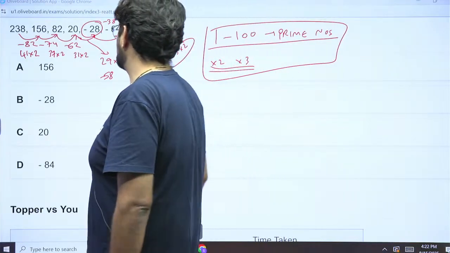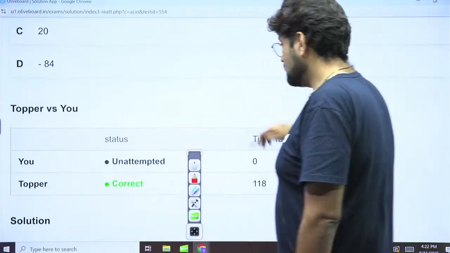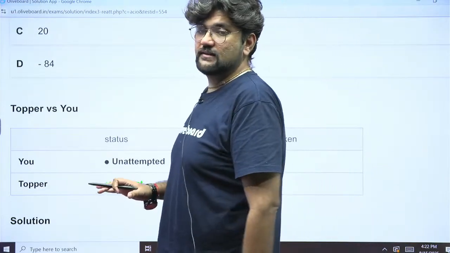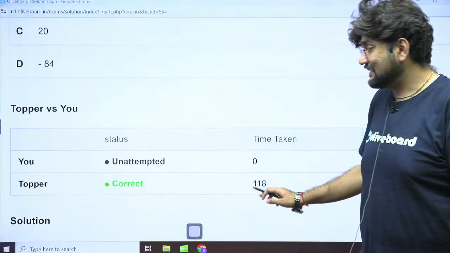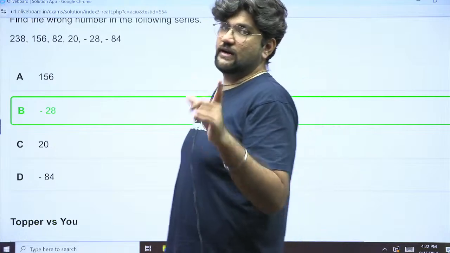Obviously, getting the correct answer here would have been difficult. Let's see if the topper has done that or not. He has. Very good. Excellent. He has taken a good amount of time, that is obvious in this question, 118 seconds. But he has got the correct answer. So kudos to the topper for getting the correct answer.